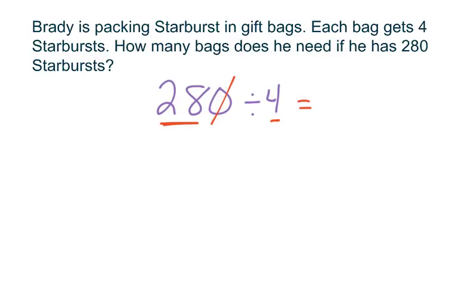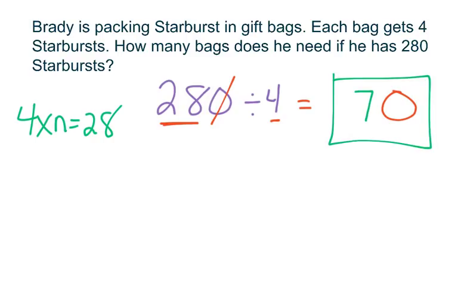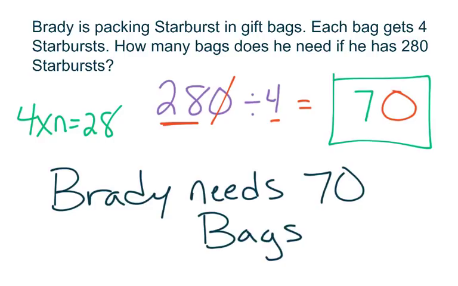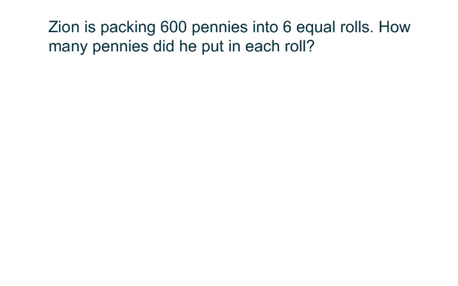And so I'm going to cross out my extra 0, place it over here in my quotient, and then I'm going to divide. How many times does 4 go into 28? Or I can think in my head, 4 times what will give me 28, if that's an easier way for you to process division. 4 times 7 gives me 28, so I'm going to put that 7 over here in my quotient, and that is my answer. How many bags is he going to need? Brady needs 70 bags.